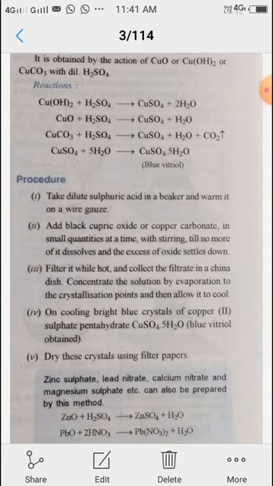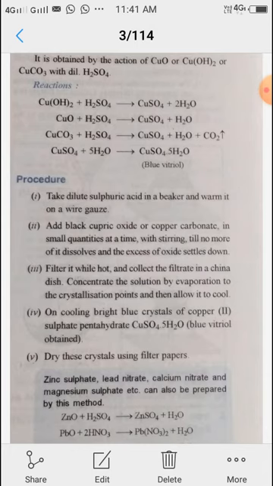Third, filter it while hot and collect the filtrate in a china dish. Concentrate the solution by evaporation to the crystallization point and then allow it to cool. That means after concentration by evaporation, it has to be kept to cool. Fourth, on cooling, bright blue crystals of copper sulphate pentahydrate, known as blue vitriol, are obtained.